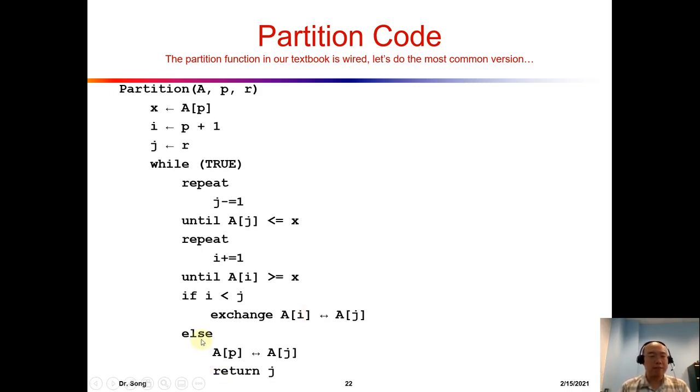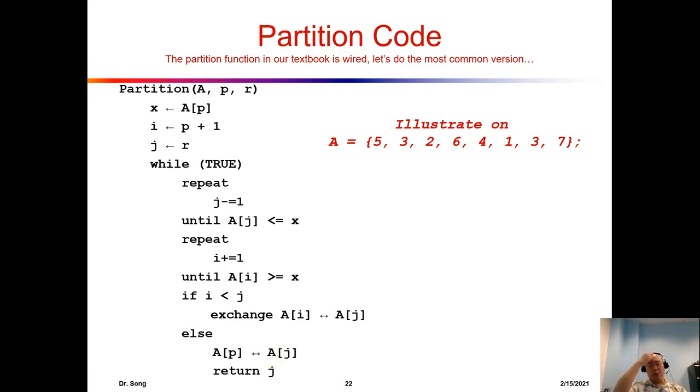Otherwise, what does that mean? If i and j are already on the wrong side, so i is already larger than j, then there's no point in doing the swap because those two values are already on the right side. So we don't have to do the exchange. Eventually, when those two cursors have met and crossed, we swap A[p], which is the pivot, with A[j], and then we return the j value.